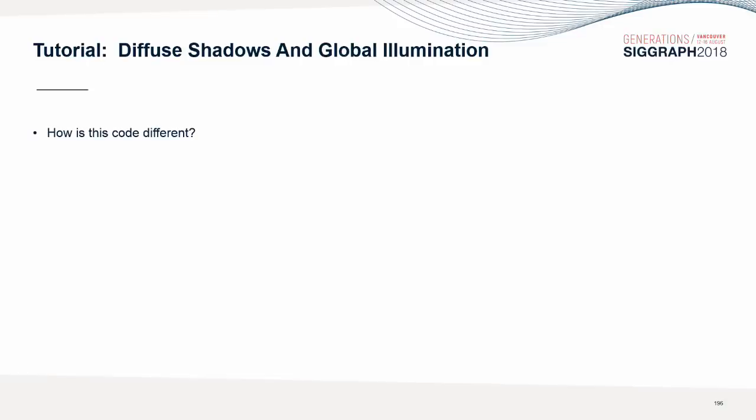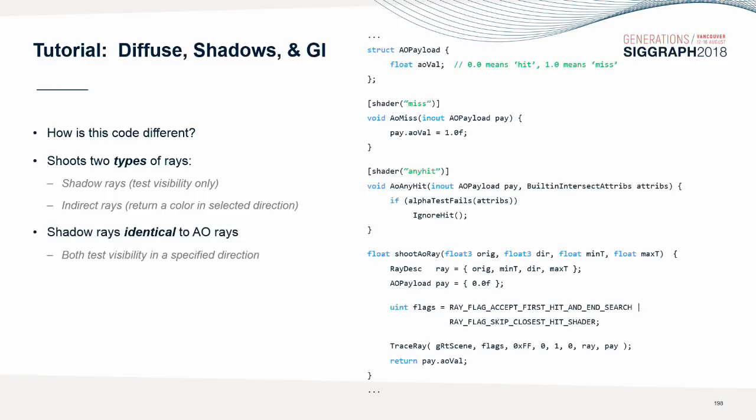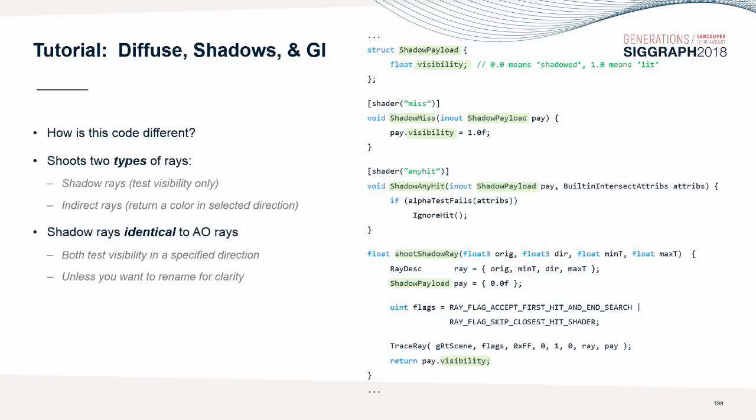So again, how is this code different? Well, it shoots two types of rays this time. It shoots a shadow ray, and it shoots an indirect ray. The shadow rays just test visibility, and the indirect rays return a color. In this case, shadow rays are identical to the AO rays that I just talked about in the last set of slides, except I've renamed them to say shadow instead of AO, but otherwise they're identical.